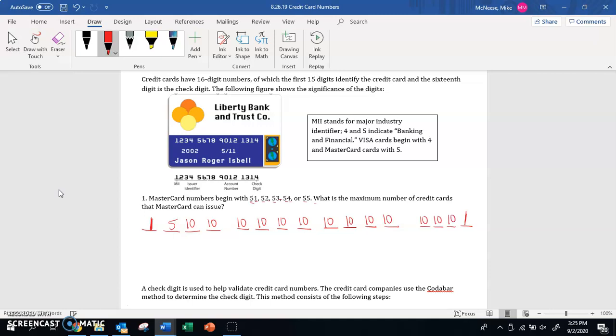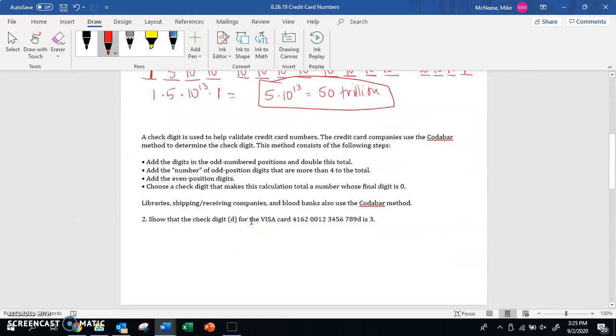And so if we multiply all of these together to find our total possible number of credit cards that can be issued, we've got 1 times 5 times, if you count these up, we've got 13 tens. So 10 to the 13th and then times 1 at the end. And so our final answer is going to be 5 times 10 to the 13th, which is the same thing as 50 trillion possible credit cards. So it's safe to say that MasterCard is not going to run out anytime soon.